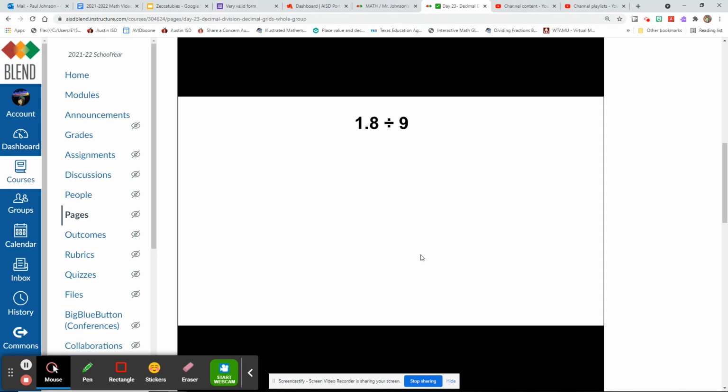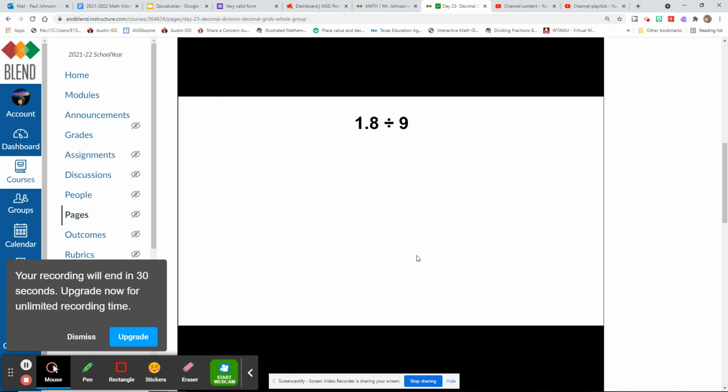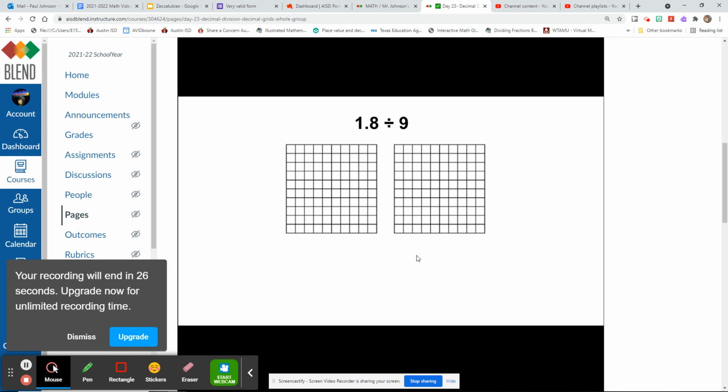Okay, next one. 1 and 8 tenths divided into 9 groups. Once again, they want us to start with the picture. I would say that we can divide this into 9 equal groups, but I think it might be easier to do the algorithm first. So I'm going to go get a bubbly water. Y'all go ahead and start using the algorithm to divide 1 and 8 tenths into 9 equal groups. We'll see you in a minute.